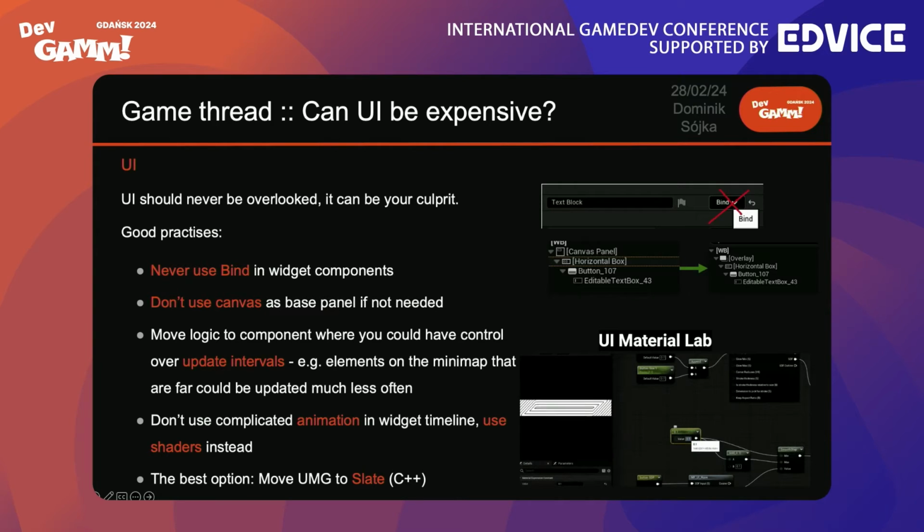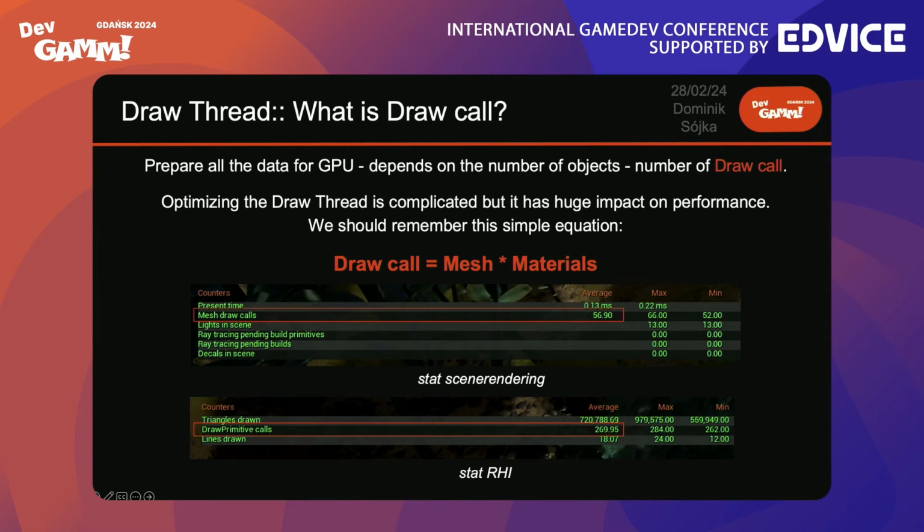Of course, you shouldn't use the widget timeline animation. Of course you can, but they are expensive. There's a great library. It's a free library, UE Material Lab, where there is a bunch of material functions that you can use to create very custom, fancy animations. So using shaders instead is the best for any animation. And of course, you can move the UMG to Slate. So basically, it's a UI in C++.